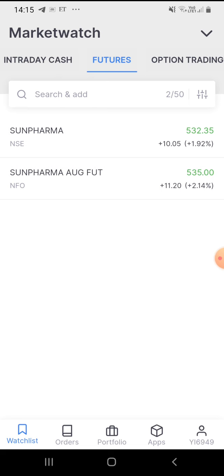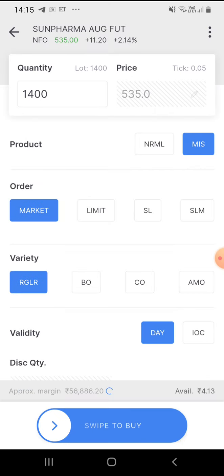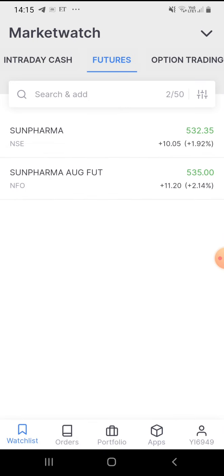First point I need to tell, and a very important point: futures and options are interrelated. Similar things like the expiry date will be the same for futures and options. What is that? Every month last Thursday, same for futures and options. Number of shares per lot, you saw that. For Sun Pharma it is 1400, but I forgot to mention, it doesn't mean that every share has 1400.